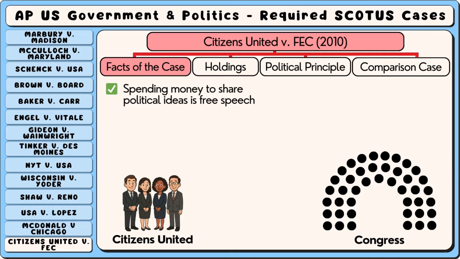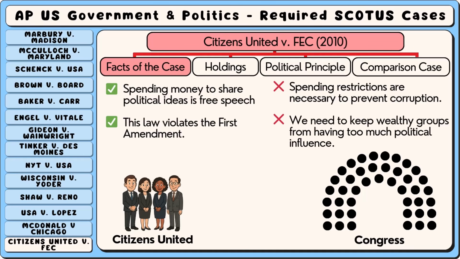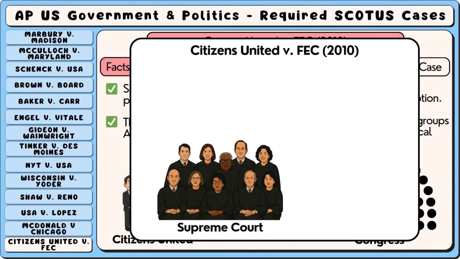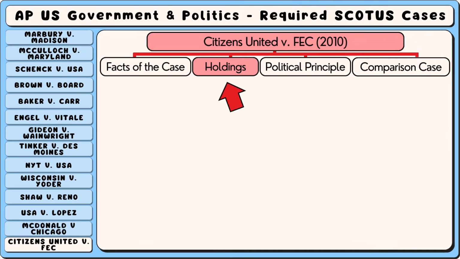They argued that spending money to share political ideas is a form of free speech, and limiting their spending violated the First Amendment. The Federal Election Commission disagreed. It argued that these restrictions were necessary to prevent corruption and to keep wealthy groups from having too much political influence. The big question for the Supreme Court became, can the government limit political spending by corporations and unions without violating free speech rights? So, let's look at the court's holdings.